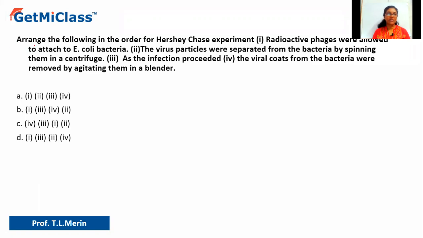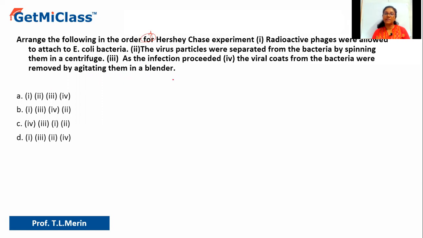So let's solve this question here. It says arrange the following in the order for Hershey Chase experiment. So it should be in the order of the Hershey and Chase experiment. The first one says radioactive phages were allowed to attach to E. coli cells. The second one says the virus particles were separated from bacteria by spinning them in a centrifuge. The third one says as the infection proceeds, the viral coats from the bacteria were removed by agitating them in a blender.